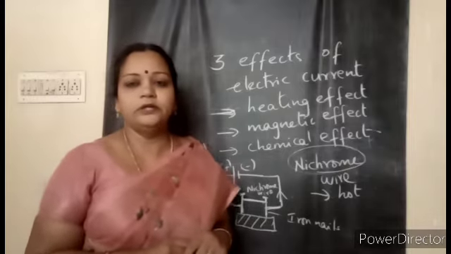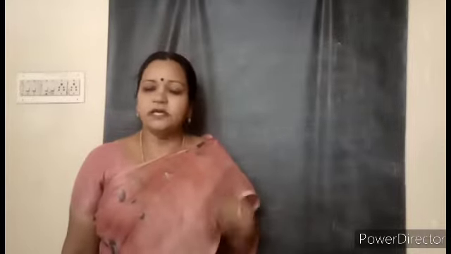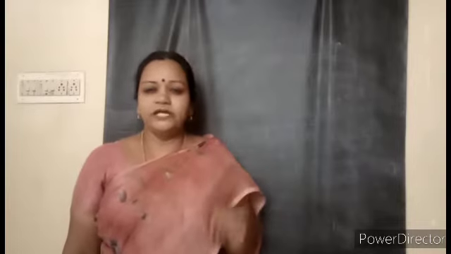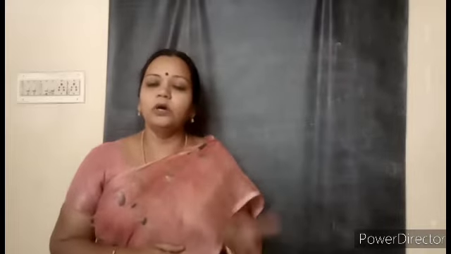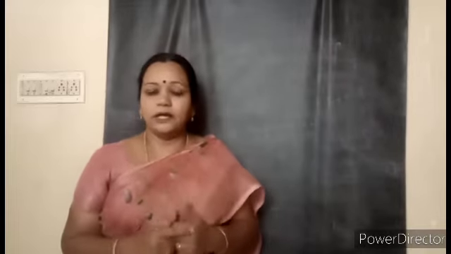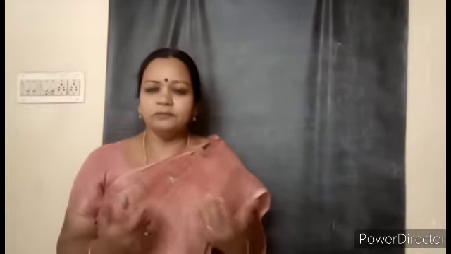We'll further continue. When electric current is made to flow through the conductors, we can notice the heating effect. How much heat will be produced depends upon the material we are using, how long we supply the current, and what amount of current is given to the material. These all will decide how much heat is produced. Once we know that heat will be produced when electric current passes through conductors, this can be utilized for some purposes.